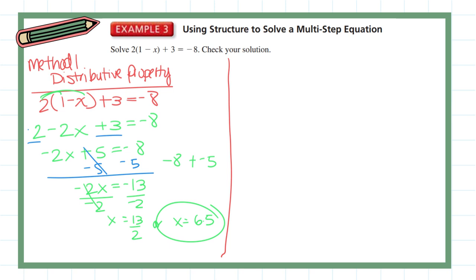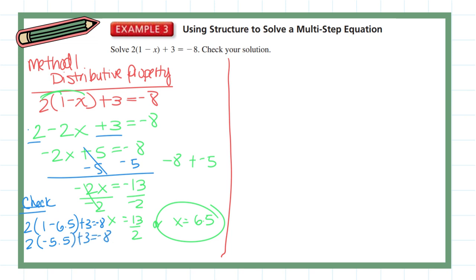Okay? Checking this solution, all I'm going to do is substitute. So I'm going to have 2. Let me write it in another color so we can see it. We're checking over here. Okay? And I have 2 times 1 minus 6.5 plus 3 equals negative 8. So 2 times 1 minus 6.5 is going to give me negative 5.5 plus 3 equals negative 8.